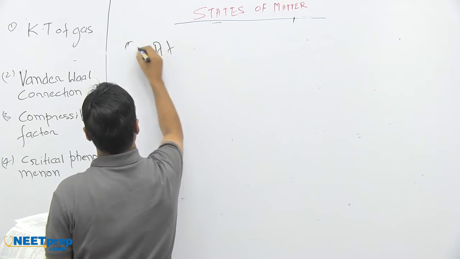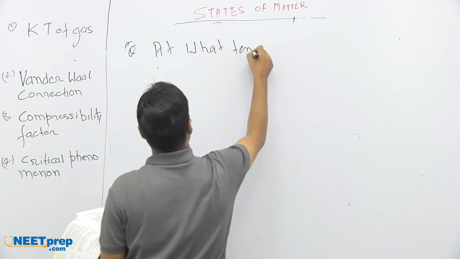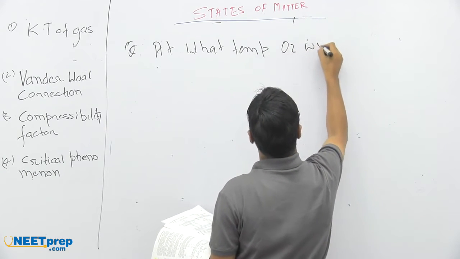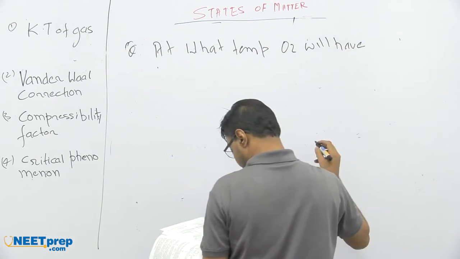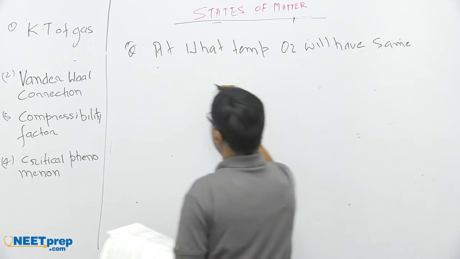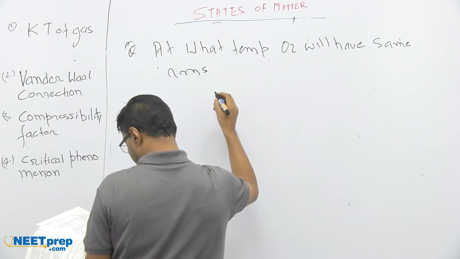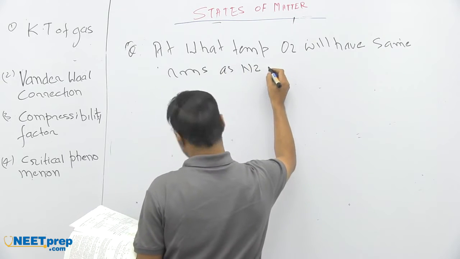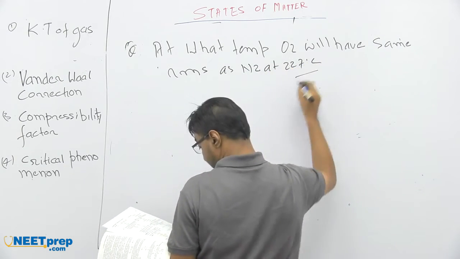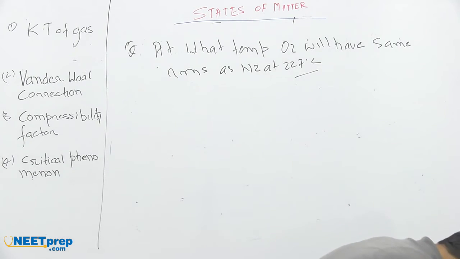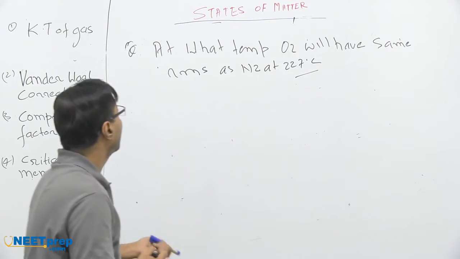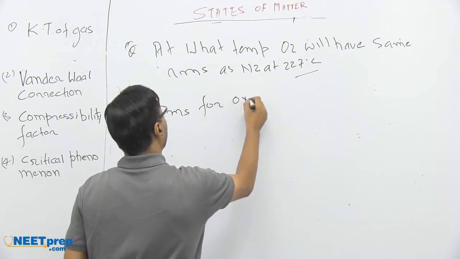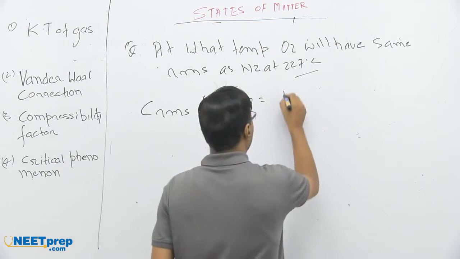At what temperature will O2 have the same root mean square velocity as N2 at 27 degrees Celsius? Then find out C RMS for oxygen.